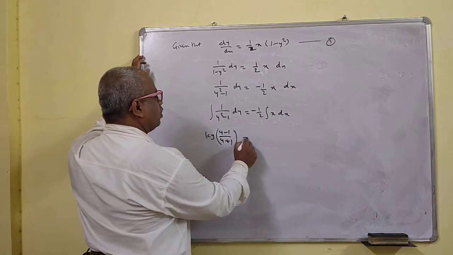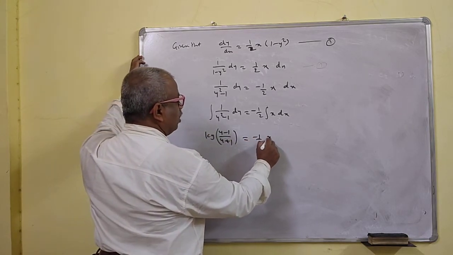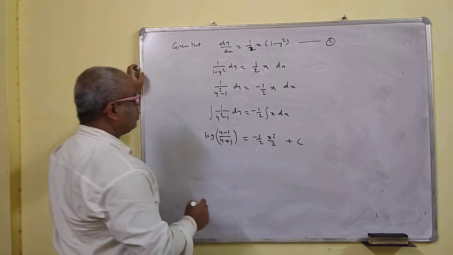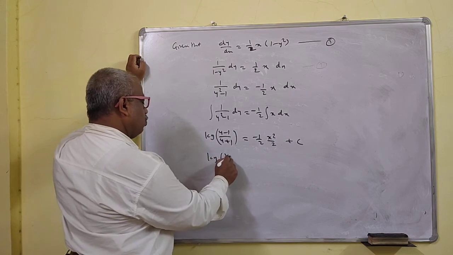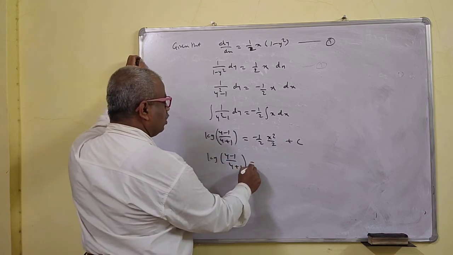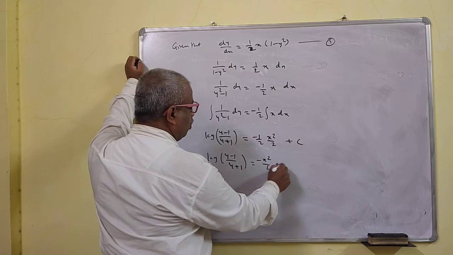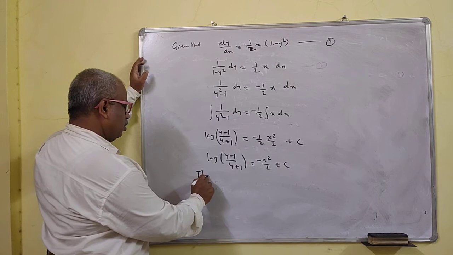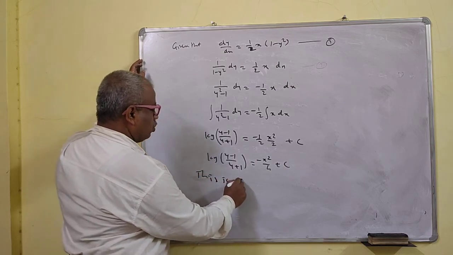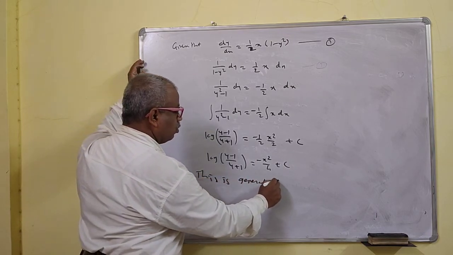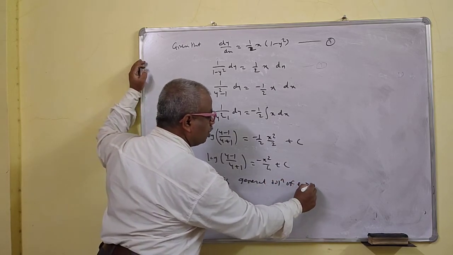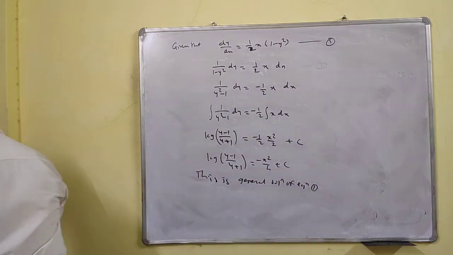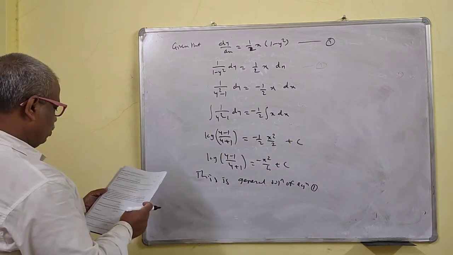Log of y minus 1. This is equal to minus 1 half x square upon 2. I can write here plus c. So I will keep this log of y minus 1 upon y plus 1. This is minus x square upon 4 plus c. Okay, this is your required general solution of equation 1. We will write that equation 1. No problem, no need to simplify that.